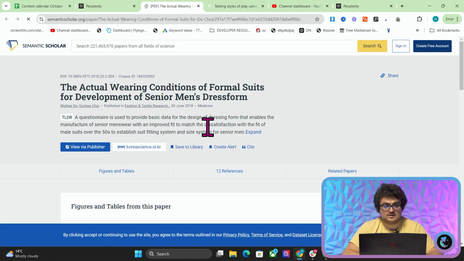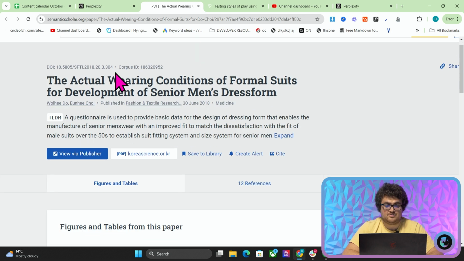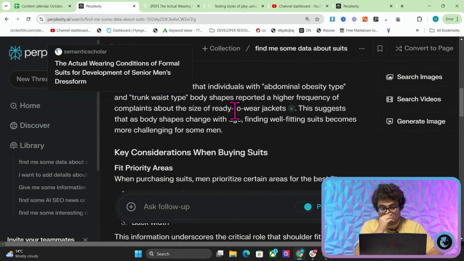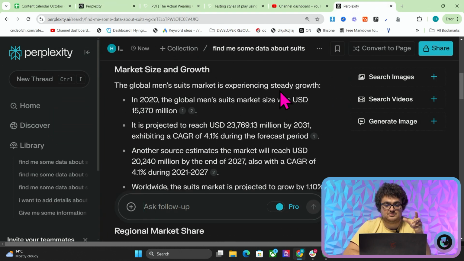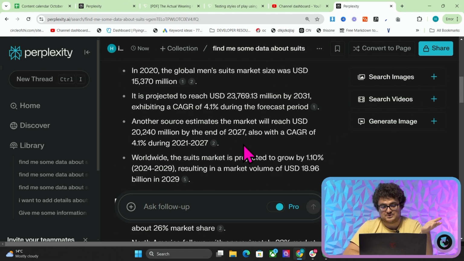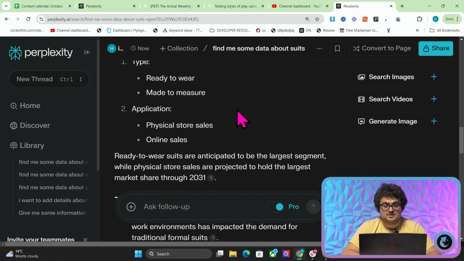And then you can actually link the study because you have a link here. And this is for men over 50. Okay, so again, super interesting. And I just think this kind of data is much better than, if you're reading a blog post about suits, you don't really care that the market will reach USD 20 million by the end of 2027. It's not enriching the article in a sensible way. It's just giving you random stats. So I do find that very interesting, actually.